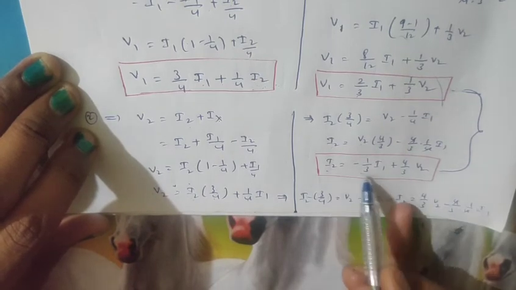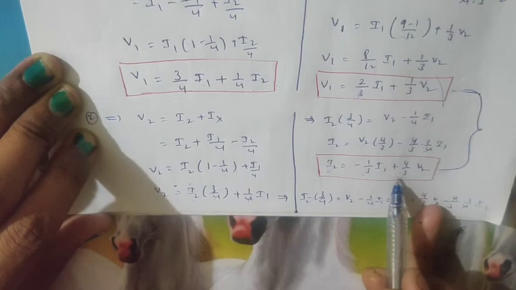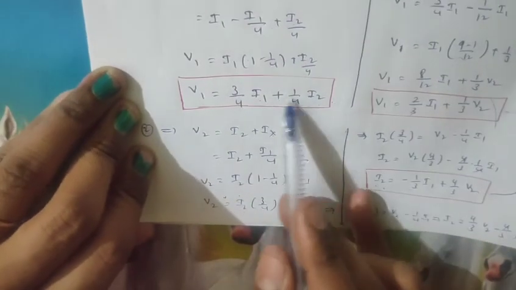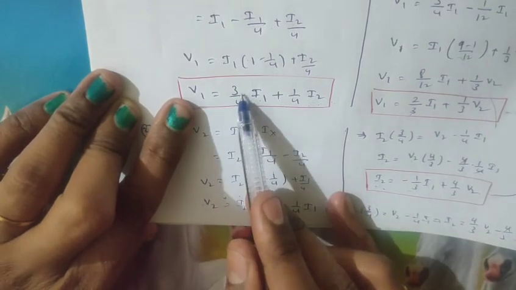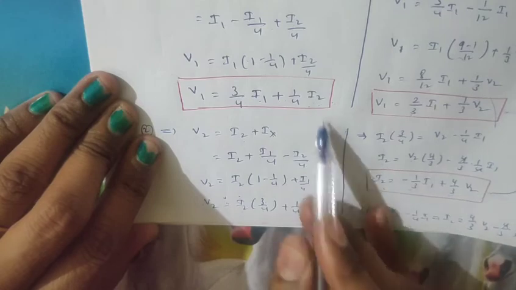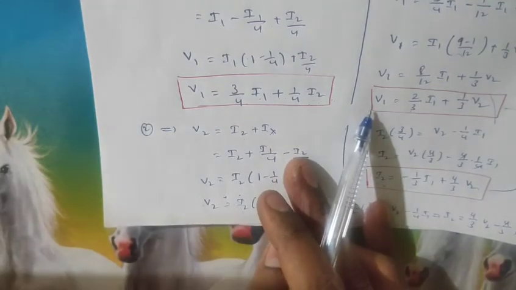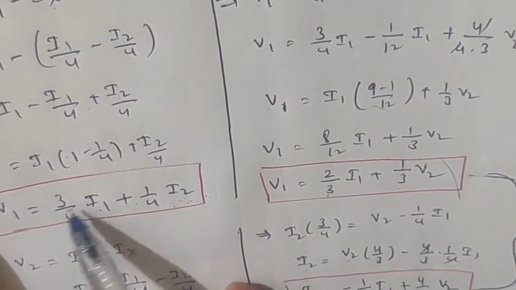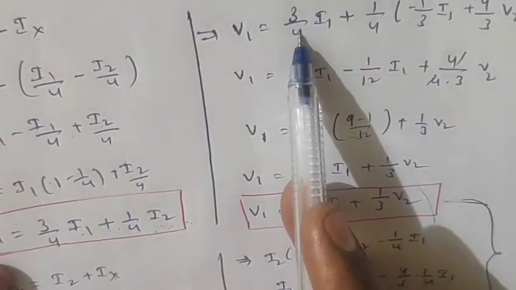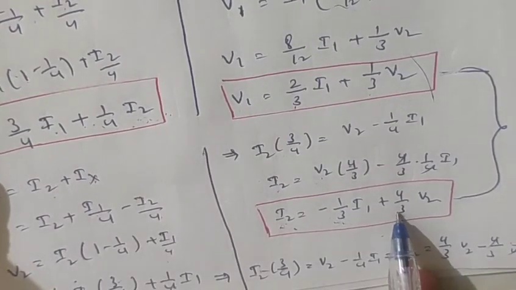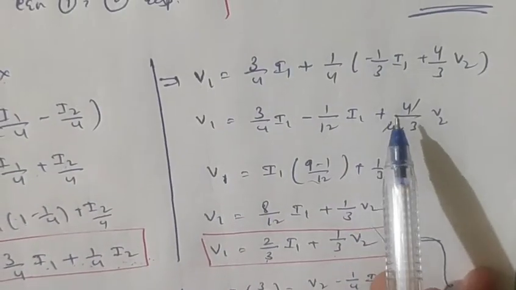So now this is in the form of a hybrid parameters equation. Now simply substitute this I2 value in the equation V1 is equal to 3 by 4 I1 plus 1 by 4 I2. So you will get the equation V1 is equal to 3 by 4 of I1 plus 1 by 4 of I2. We know I2 is equal to minus 1 by 3 I1 plus 4 by 3 V2. Now simply substitute these values here.